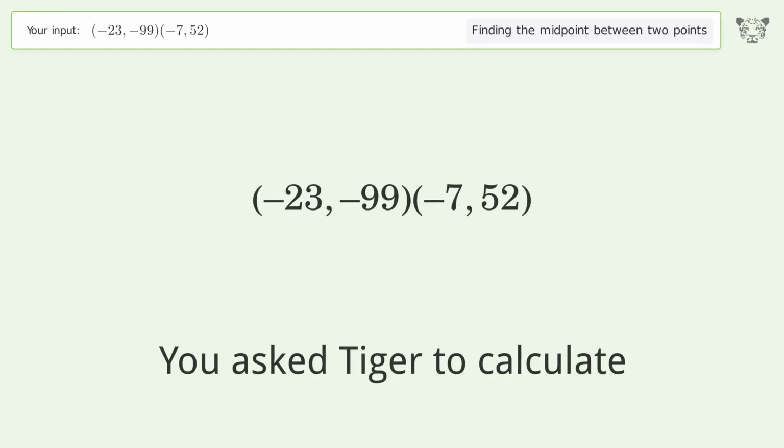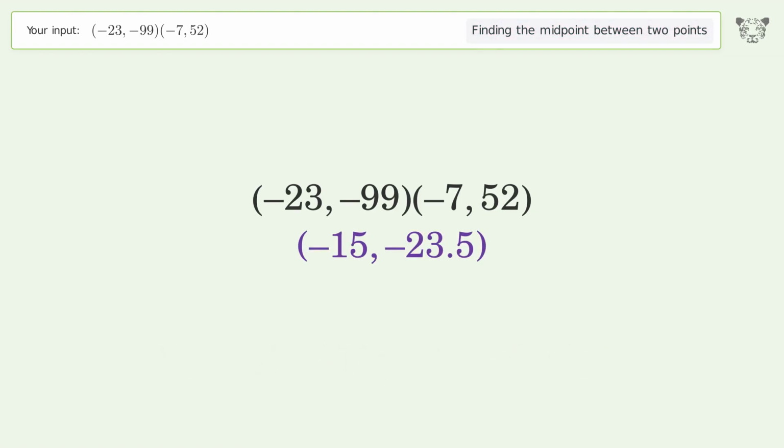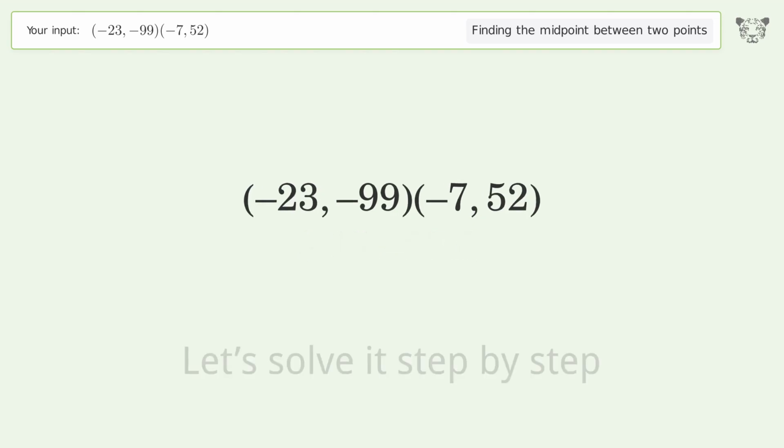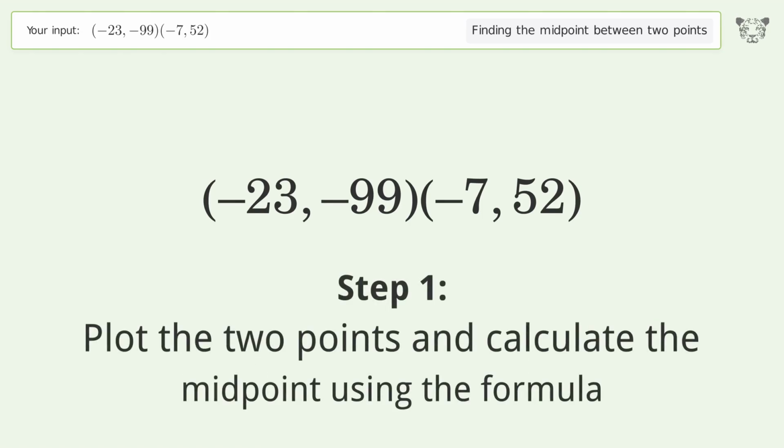You ask Tiger to calculate. This deals with finding the midpoint between 2 points. The midpoint between the 2 points is -15, -23.5. Let's solve it step by step. Plot the 2 points and calculate the midpoint using the formula.